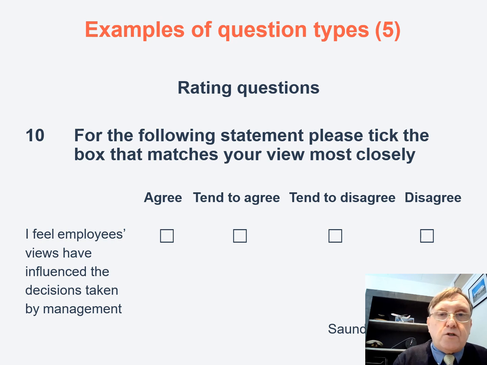A rating question. So how much do we agree or disagree with a particular view? So here the question is, I feel employees' views have influenced the decision taken by management. I agree with that wholeheartedly, or, well, more or less, or slightly, not really, or totally disagree. So we have an option for that.